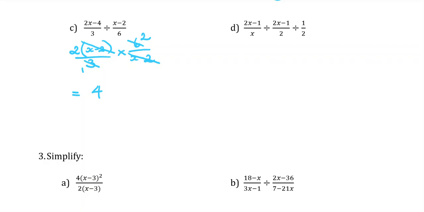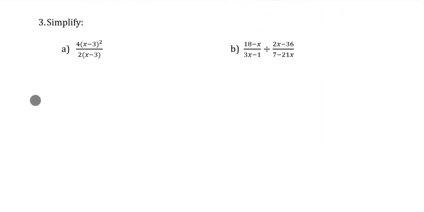In part D, we have 2x minus 1 over x. The divide, I'm going to turn into a times and turn the fraction upside down. And then I have another divide, which I'm going to turn into a times and turn the fraction upside down. Now I can cancel anywhere top and bottom. So the 2x minus 1 can cancel that 2x minus 1. Then on the top I have 2 times 2, which is 4, and on the bottom x times 1 is x.